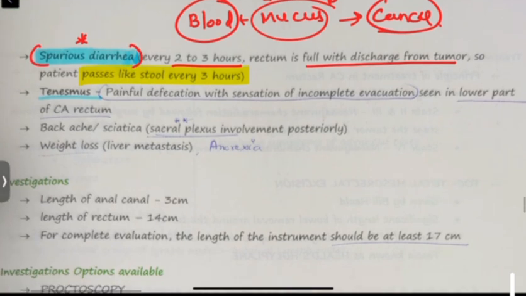And also there will be tenesmus, that is painful defecation with a sensation of incomplete evacuation. The person feels he still hasn't passed the entire feces. He feels some feces is still left, and it will be painful while passing the feces. That is called tenesmus.